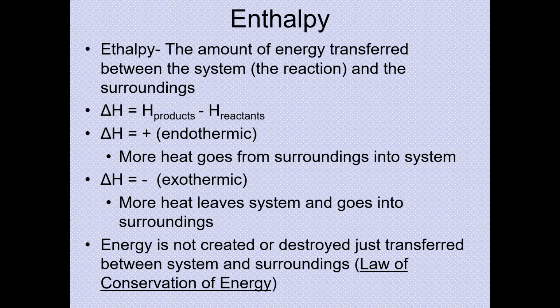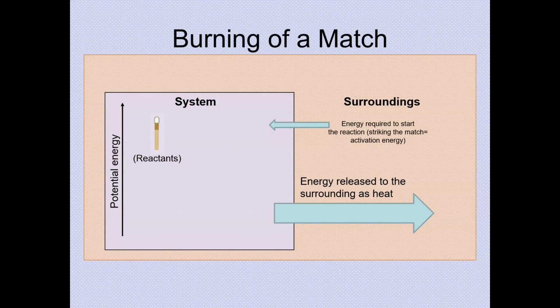Keep in mind that energy is not created or destroyed, just transferred between the system and surroundings. This is the law of conservation of energy. So just like mass, energy isn't created or destroyed, it's just moving around to different locations. Let's think about burning a match as our example. So we have our unlit match. That is our reactant, and it's starting up here. This is our system, which is the match. Then we have our surroundings, which is the area we light the match in.